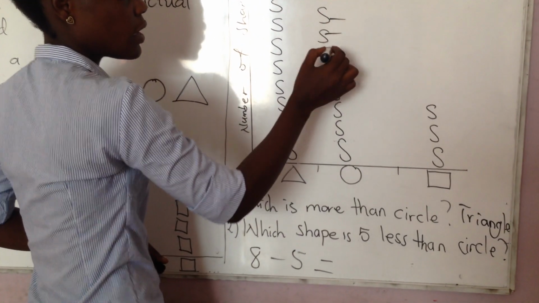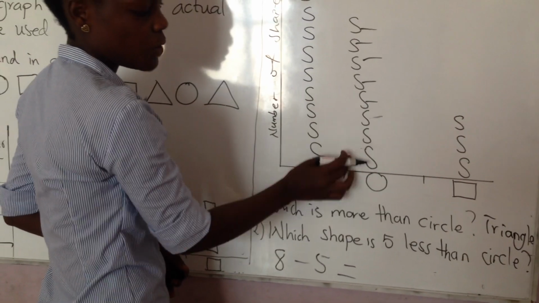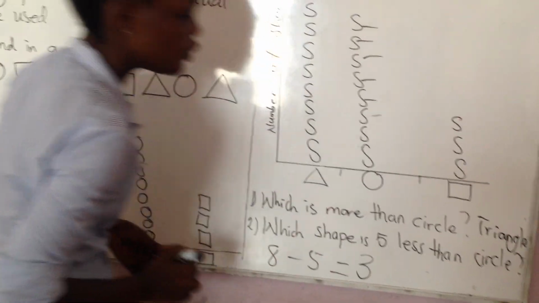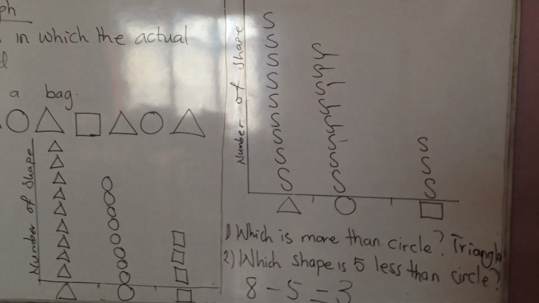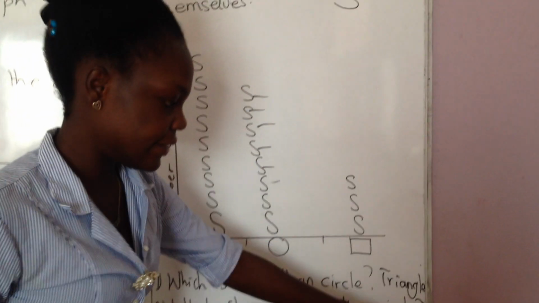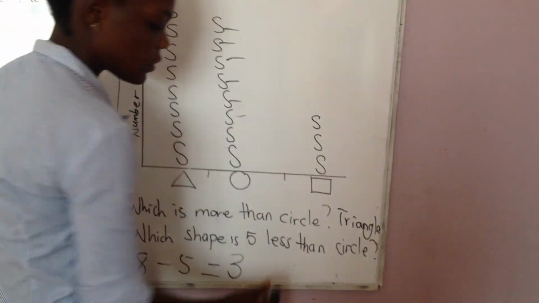So you have your 8 here, so you take 5 out. So it's left with what? 3. 1, 2, 3. So this is 3. So which of the shape here is 3? It is the square. So which shape is 5 less than circle? It is the square, that is 5 less than what? Circle.